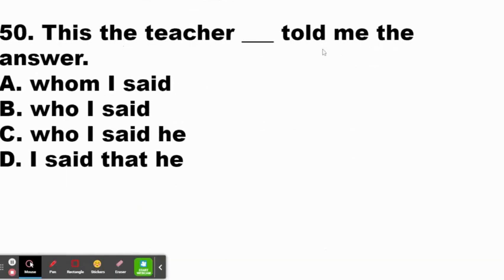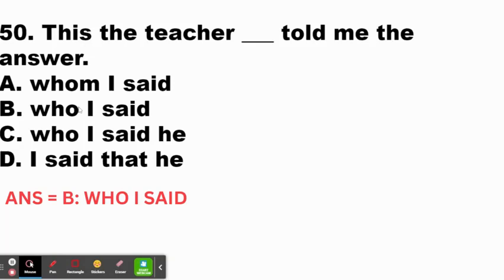This is the teacher dash told me the answer. A, whom I said told me the answer. B, who I said told me the answer. C, who I said he told me the answer. D, I said that he told me the answer. The correct option is B, who I said told me the answer.